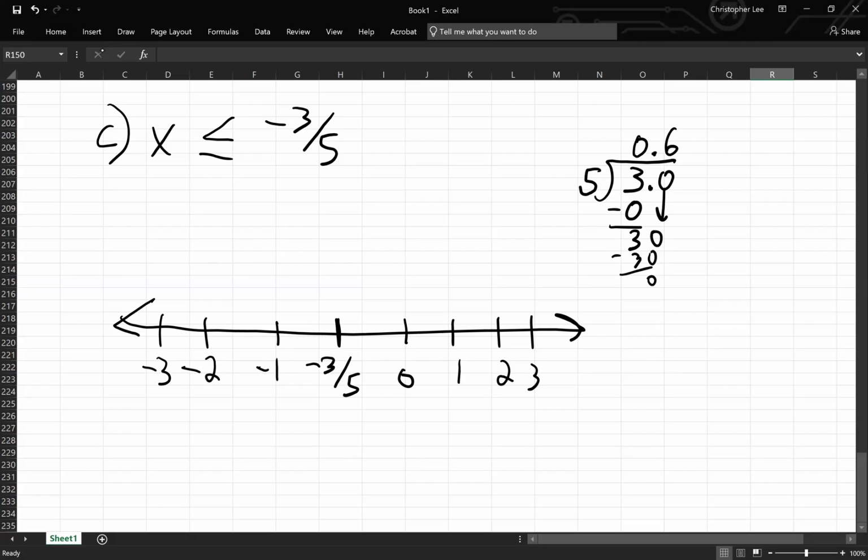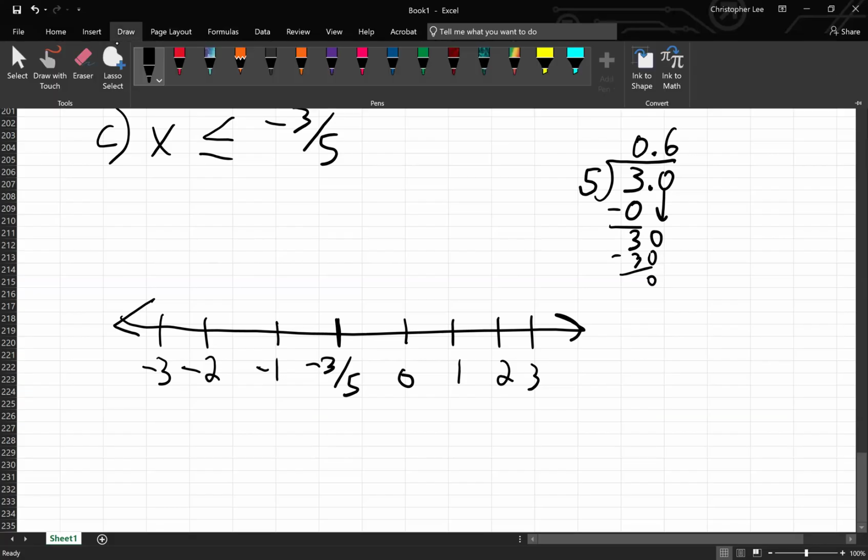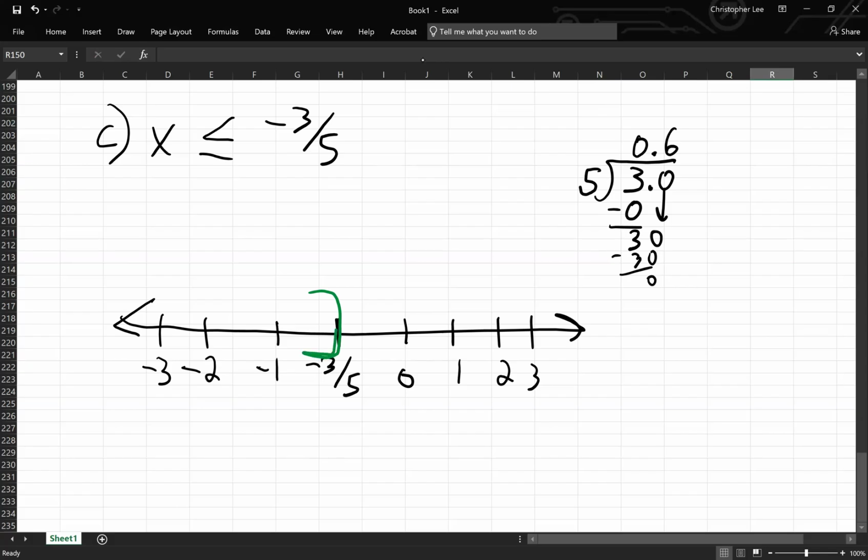Is that an acceptable answer then? Yeah. So now let's do the graph real quick. Let's do green. So this says x is less than or equal to, so I'm talking about a bracket now, less than or equal to -3/5. So here goes our bracket, and I'm going to graph this way.